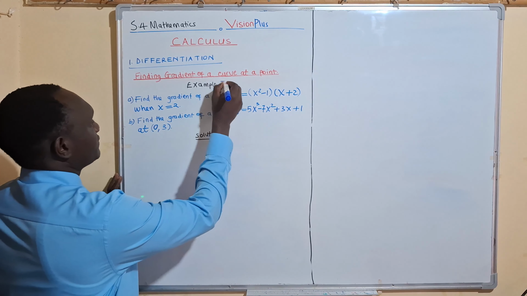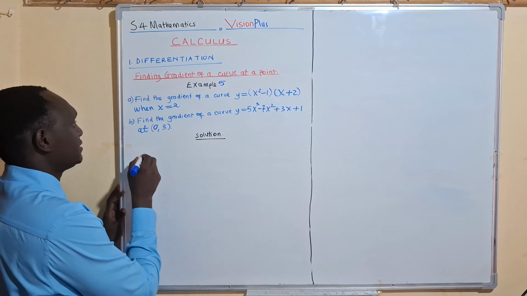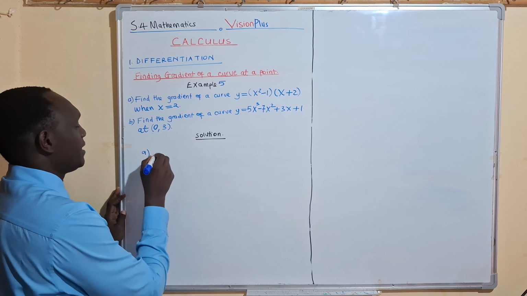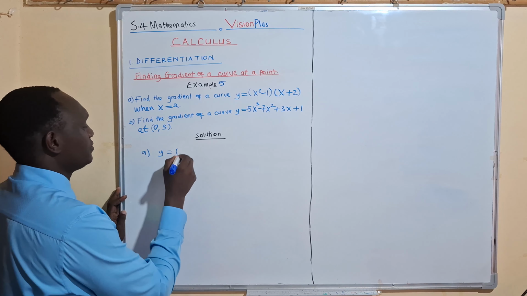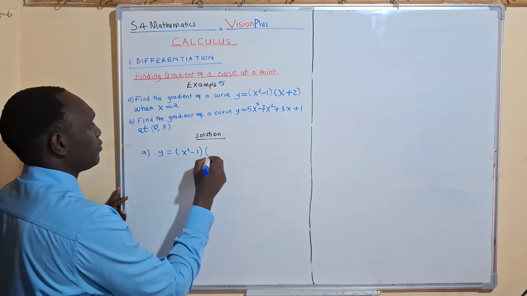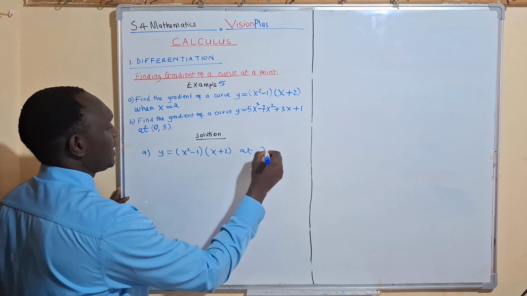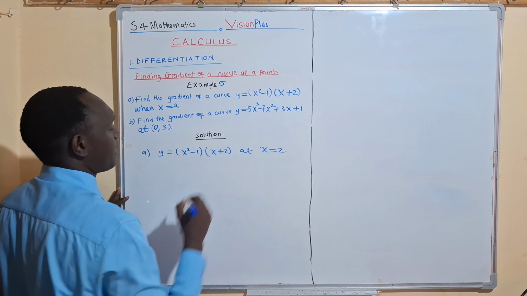We are looking at finding the gradient of a curve at a given point. Example 5 says, part A, find the gradient of a curve, and the curve is y equals (x squared minus 1)(x plus 2) at the point when x equals 2.